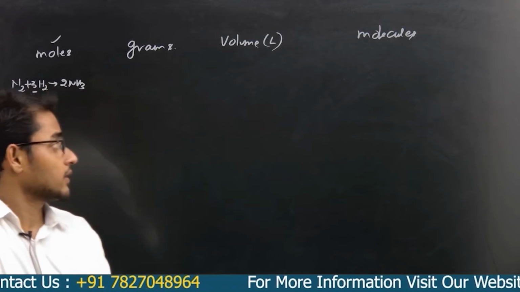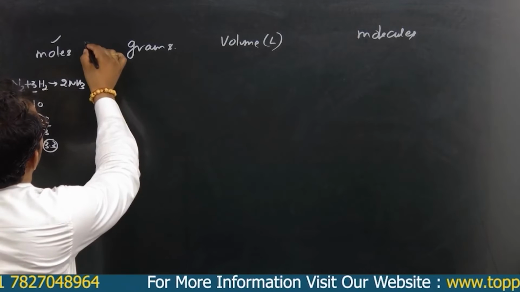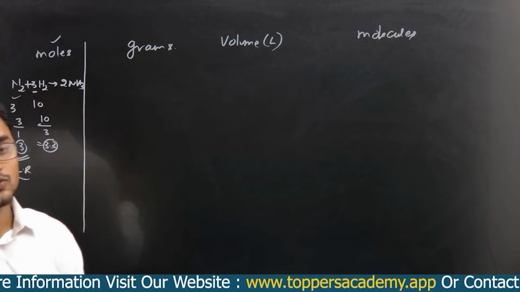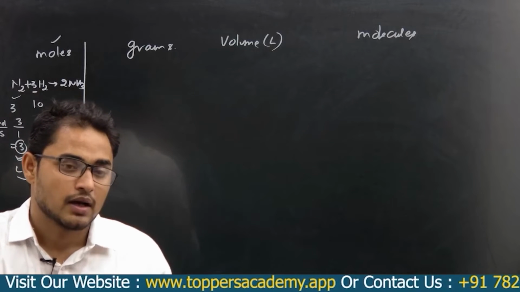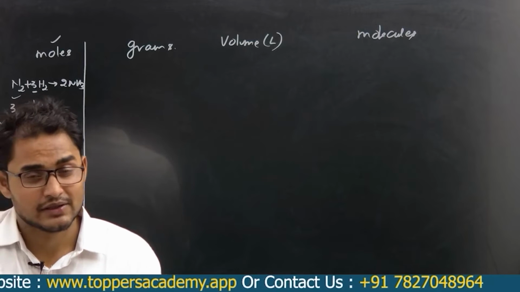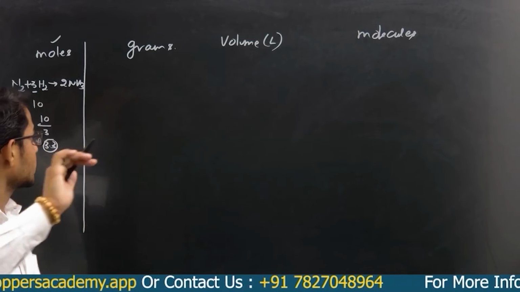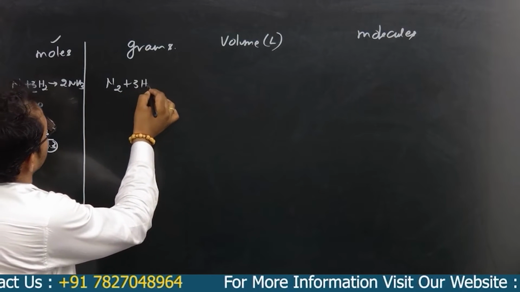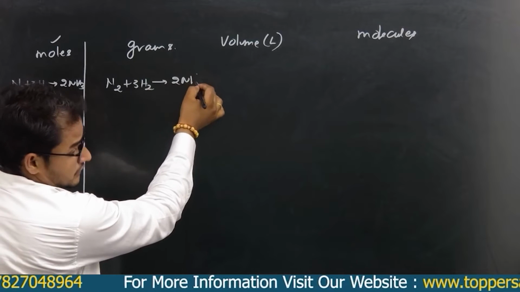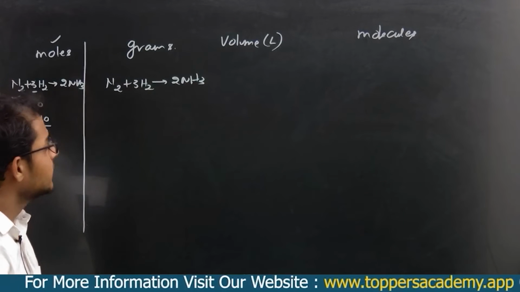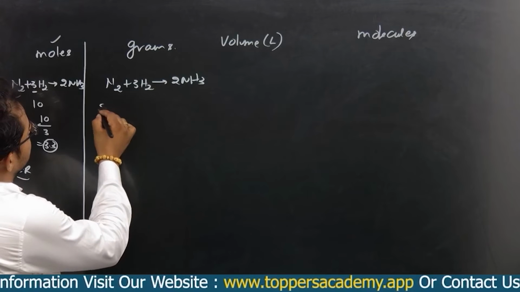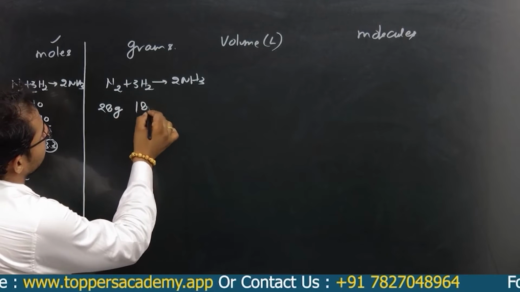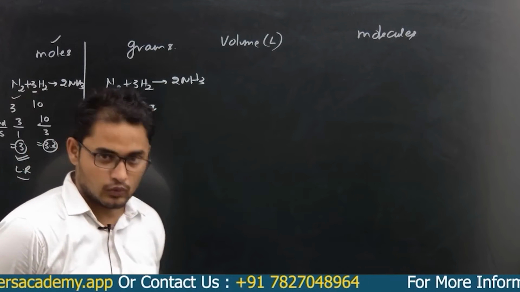Okay, now I am going to deal with the second case, that is, if the amount in grams of reactant is given and we are asked what is the limiting reagent in that particular equation. So suppose N2 plus 3H2 gives 2NH3 is the given equation. Suppose 28 grams of N2 and 18 grams of H2 are given. This is the amount in grams.